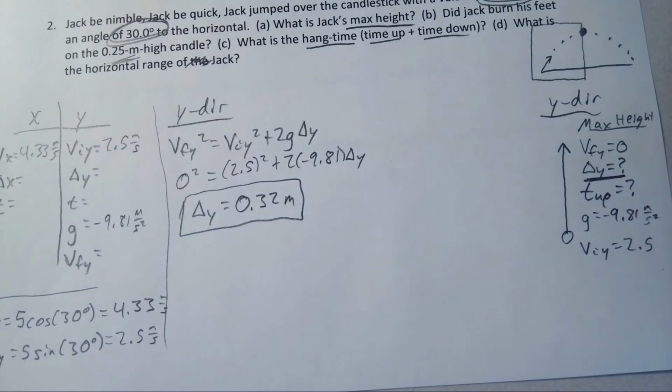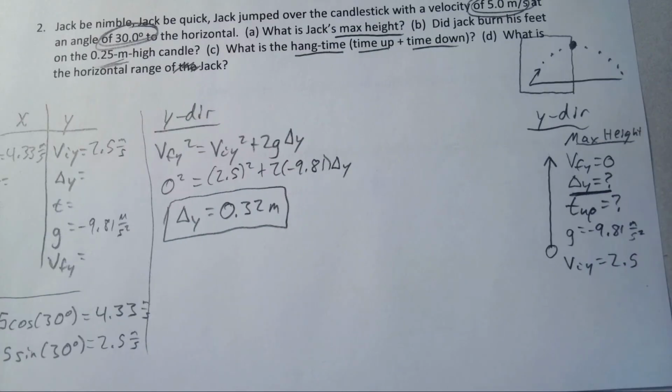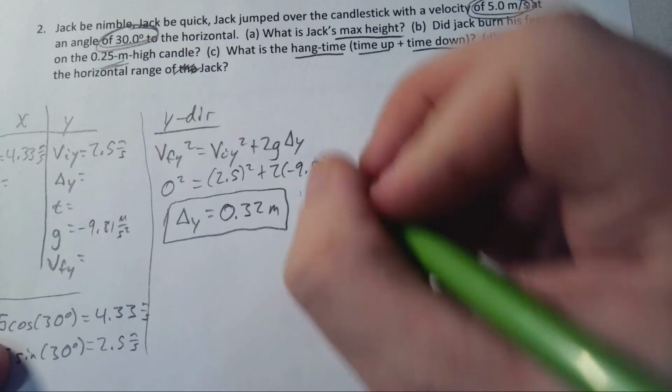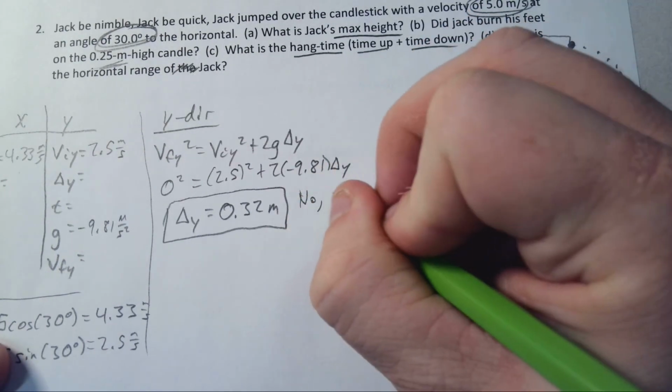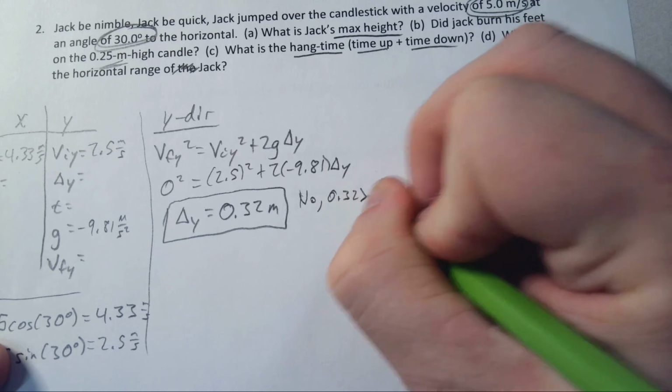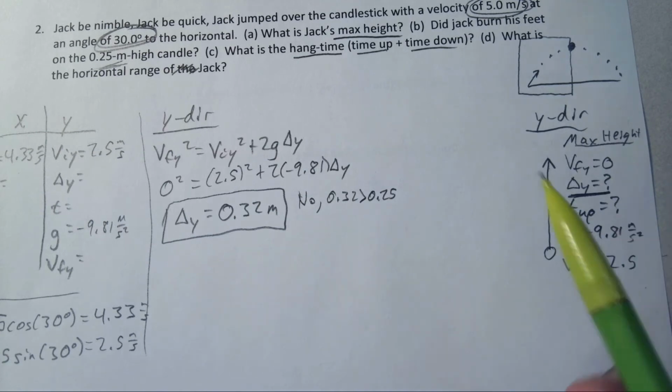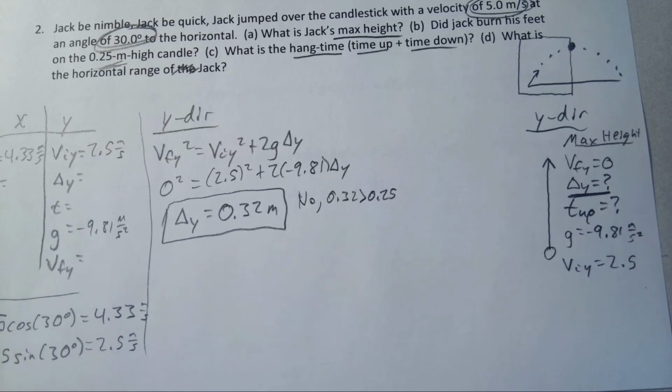Okay. So that's A. B is just saying, hey, is that higher than 0.25? Yes, he does clear it. Or sorry, it says, did Jack burn his feet? No, he didn't burn his feet. You could just justify that as this number is bigger than 0.25. It's just assessing something there, not part of the usual problem. So 0.32 meters, not bad. I mean, realize he's not jumping up; he's jumping to the side, or up at an angle. So 0.32 meters is not bad.